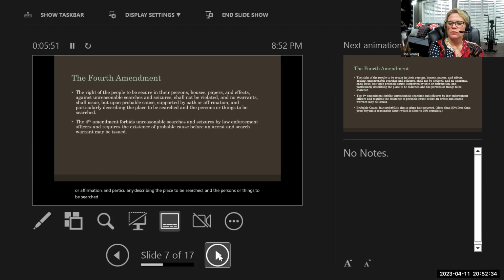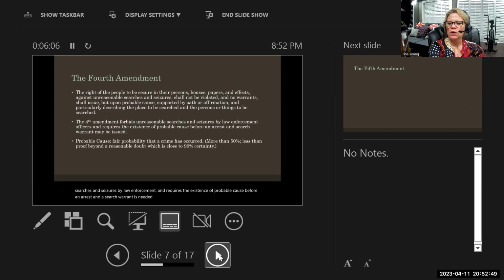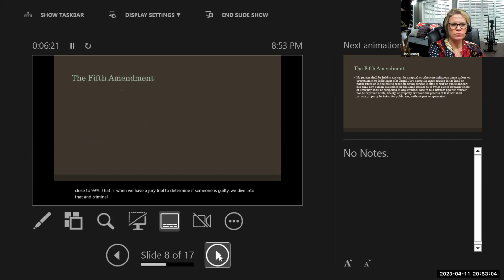It's kind of written confusingly, but what this means is that it forbids unreasonable searches and seizures by law enforcement and requires the existence of probable cause before an arrest, and a search warrant is needed or may be issued. Probable cause is fair probability, more than 50%, that a crime occurred. Proof beyond a reasonable doubt is close to 99%. That is when we have a jury trial to determine if someone is guilty. We dive into that in criminal evidence.